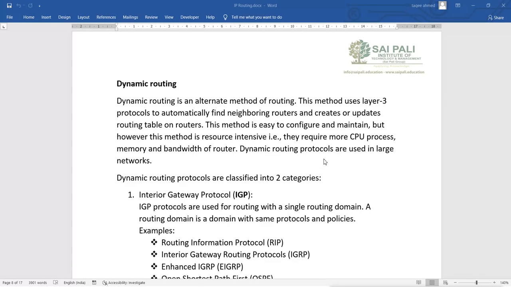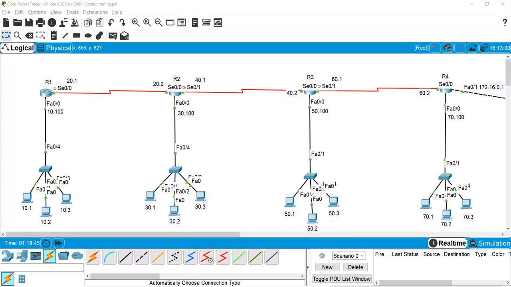On the other hand, configuring static routing is very difficult, and even if you want to remove a static route, it is also difficult. For example, we have configured static routing on these 4 routers. Now if I want to remove the static routing, it is not like I can remove it with one command. I have to remove it one by one, the same way I added it.